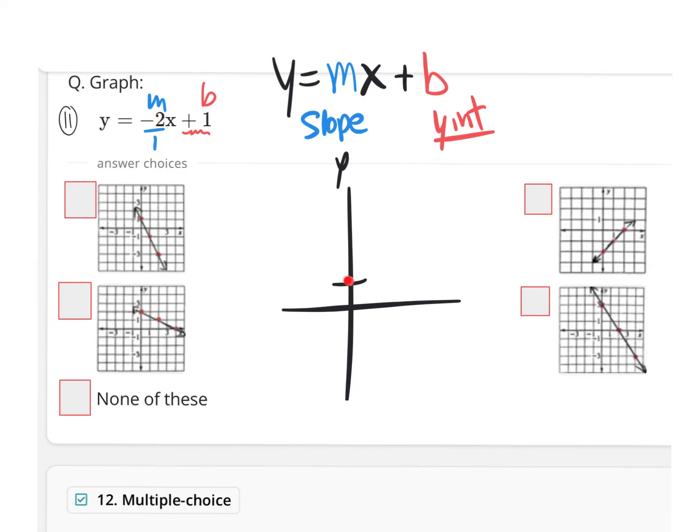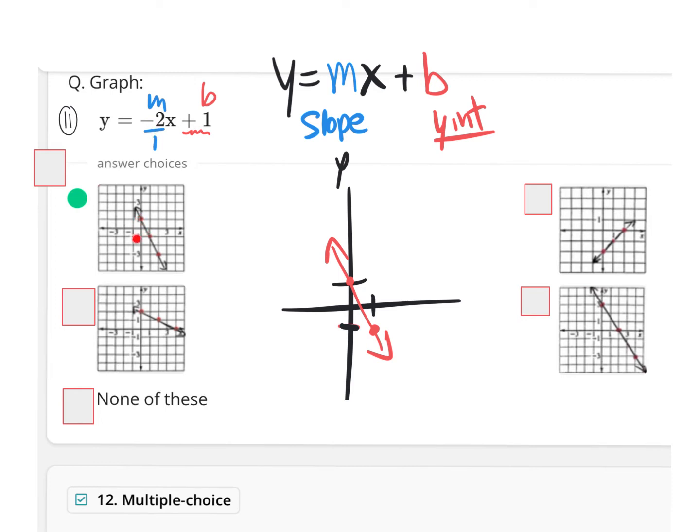So from this point, you're going to go down 1 unit, 2 units, and you're going to go over 1 unit this way. So your next point would be over here, and that would be your line right there. There it is. Again, you cross that 1 and you go down 2 over 1.